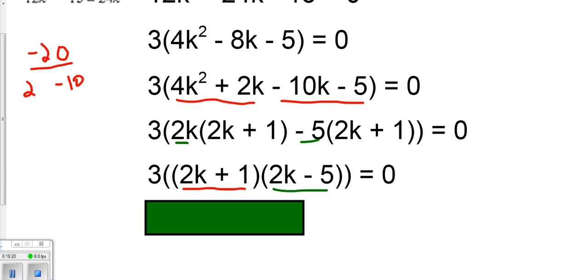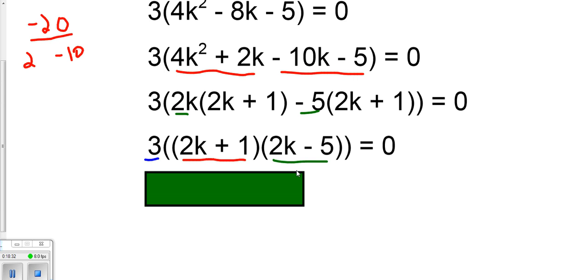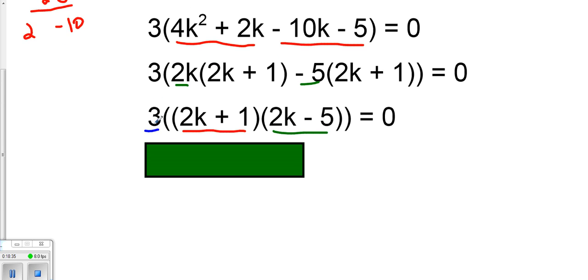So in a sense, we have 3 different factors. 3 numbers are being multiplied to make 0: 3 times this number, 2k plus 1, times this number, 2k minus 5. How would we get 3 to equal 0? Well, that'll never happen. So we don't have to use that as one of our answers.